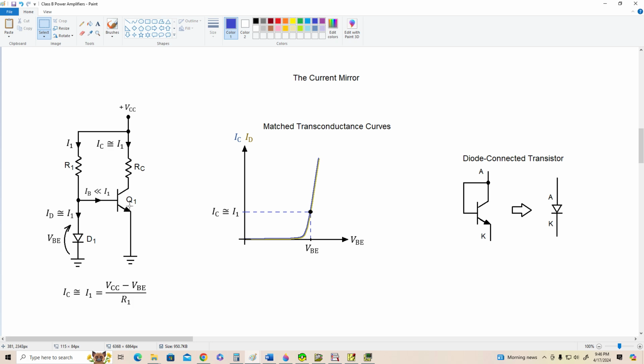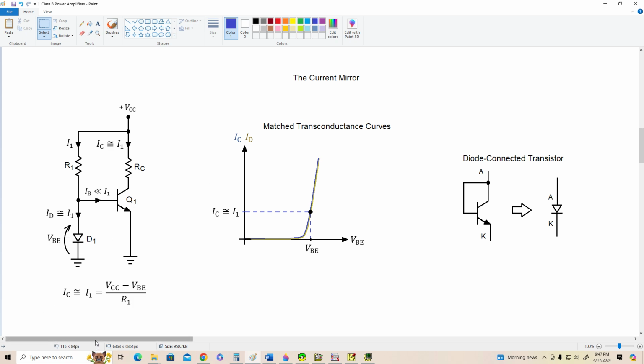Now, it can be kind of hard to match diodes to transistors if you're using discrete parts. It's very easy to do using integrated circuit techniques, but for discrete parts, that's not easy. So what we might do instead of using a diode is get two matched transistors and connect one of them up as a diode. If we connect the base to the collector of a transistor, we have a diode, and that's very often done to facilitate matching between these two devices.